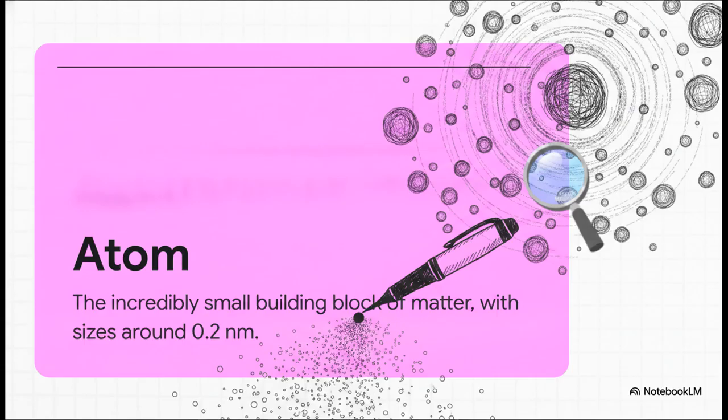An atom is about 0.2 nanometers. To put that into perspective, that is so unimaginably tiny that just a single pen dot, like a full stop at the end of a sentence, contains roughly 2 million atoms. It is the absolute smallest particle of an element that can actually take part in a chemical reaction.